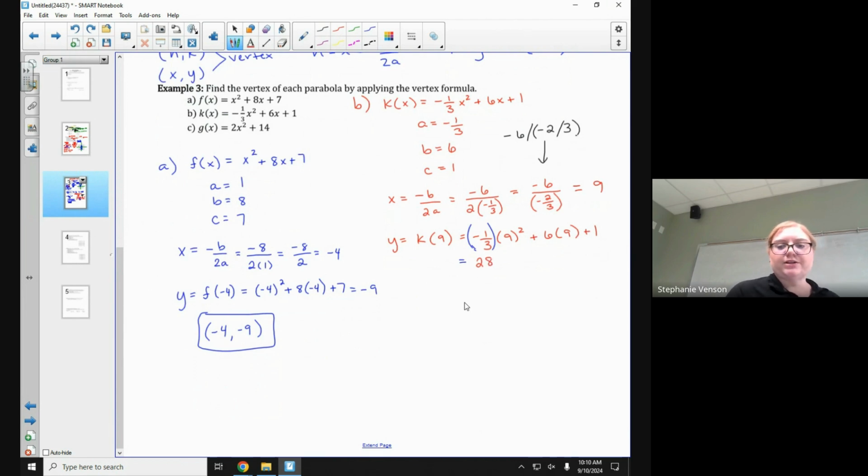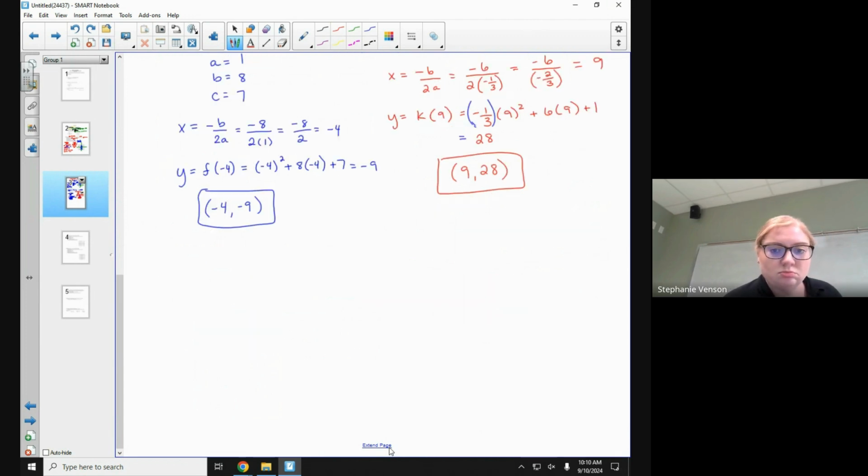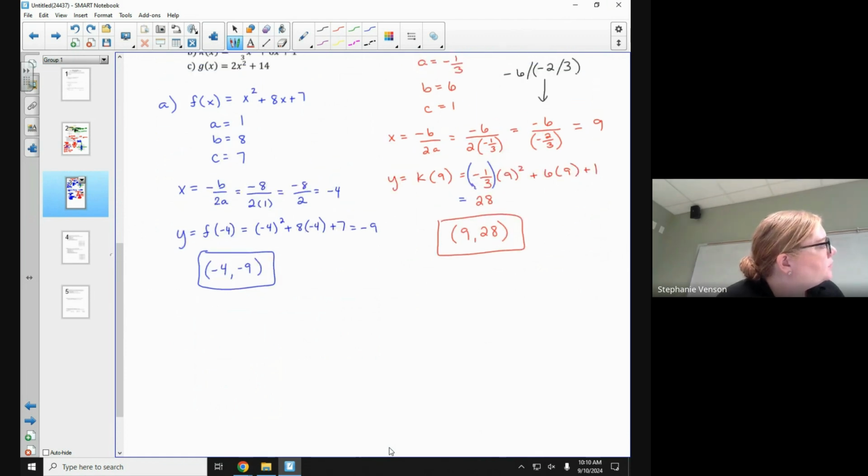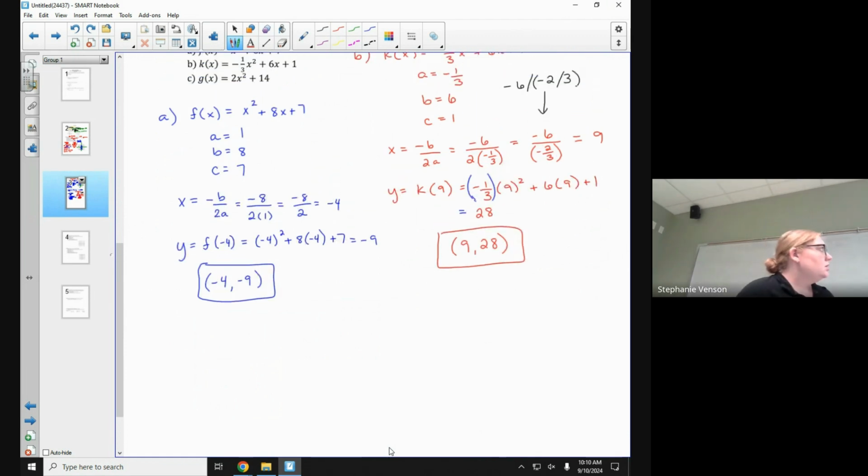So I guess the vertex for K of X is 9, 28. Okay, all good? Move it up a little bit for my people that are in the back. Any questions? Okay, let's do one more.